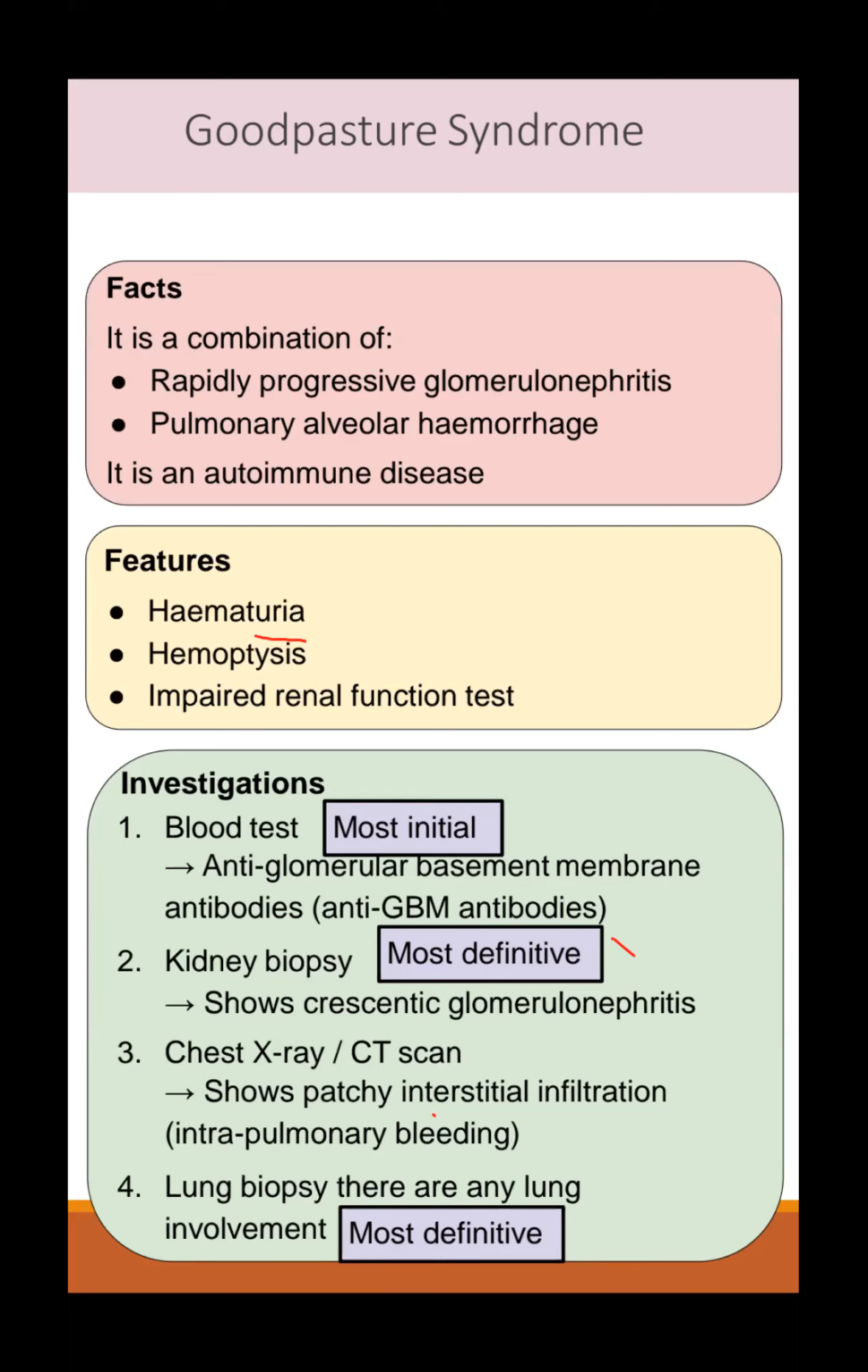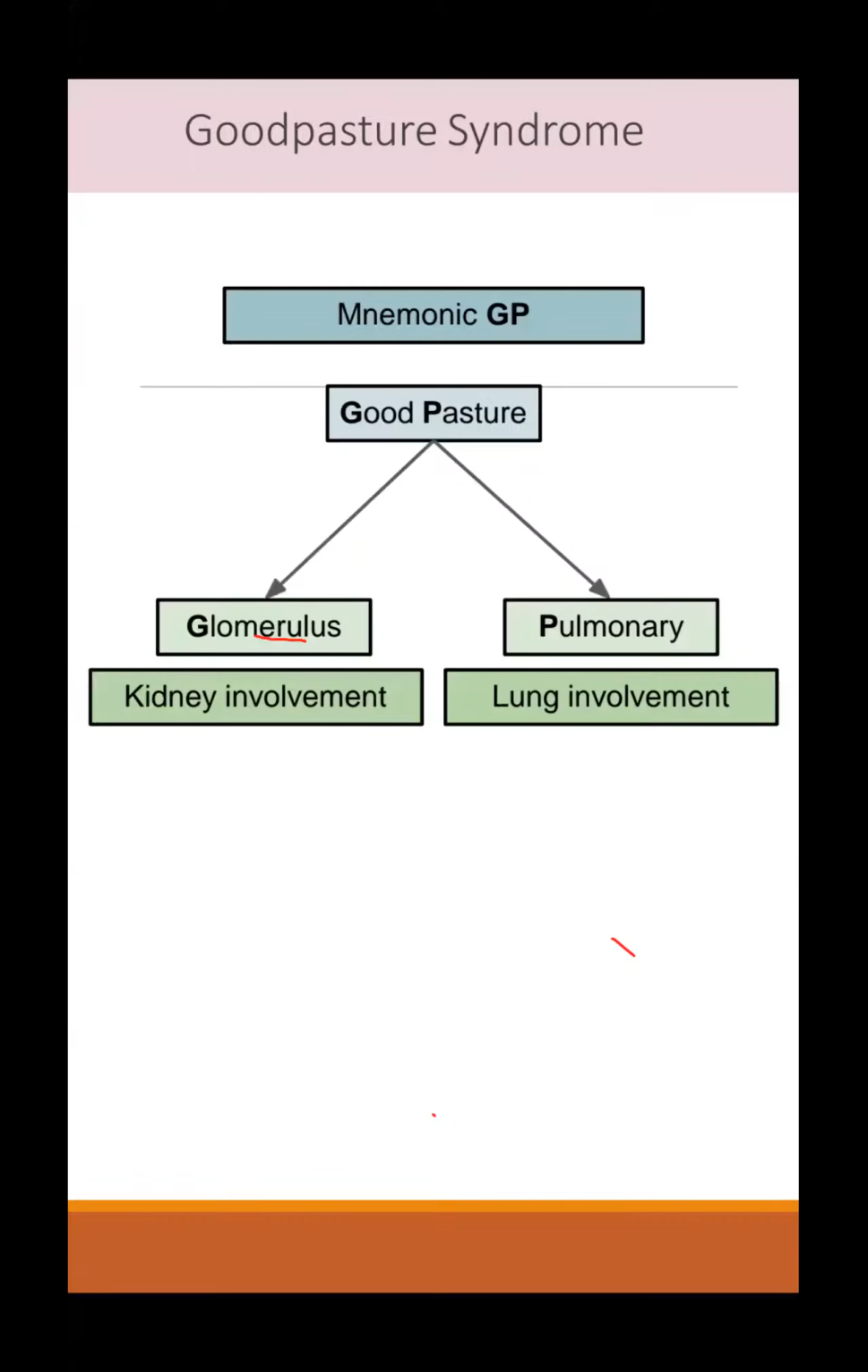My MOS candidates, listen very carefully, my heart candidates also, and everyone actually. I'm just emphasizing for recall, that's it. So chest X-ray, CT scan, we will find interstitial infiltration. Lung biopsy is the most definitive test to see the pulmonary involvement. So Goodpasture: Good means glomerulus, it's a kidney involvement. Pasture means pulmonary, it's a lung involvement.